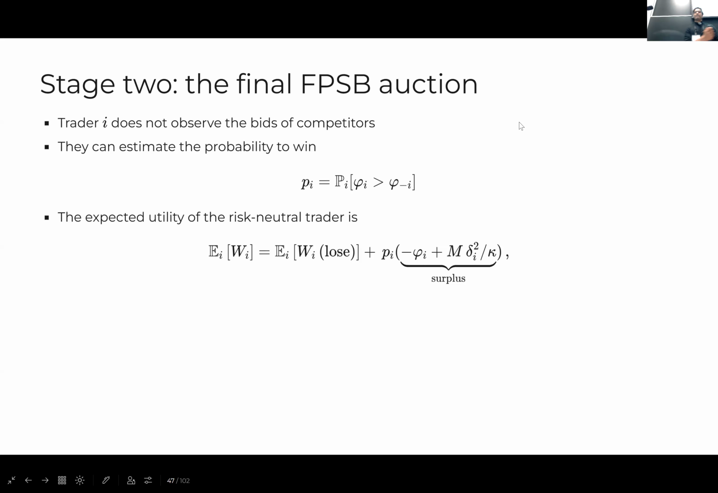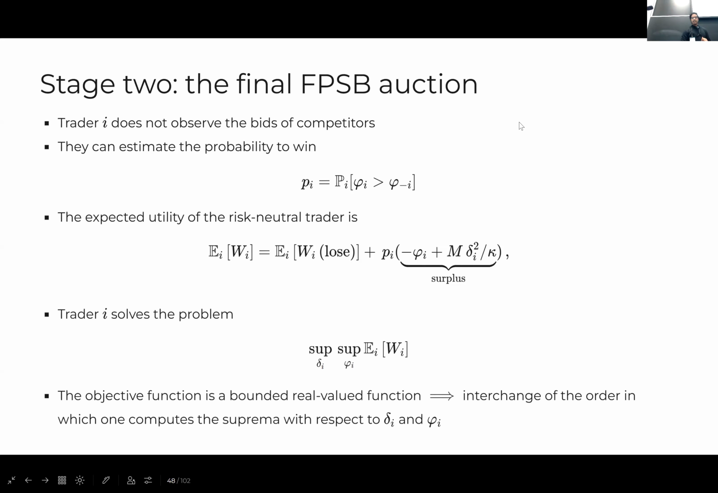Question about the little pi. Does this depend on phi, like if I bid? So the pi, you mean? Yes. It looks like it only depends on the expectation. I estimate pi i as the probability of my priority fee being larger than the others. I didn't put any structure yet, but you'll see that it depends on my signal, of course.